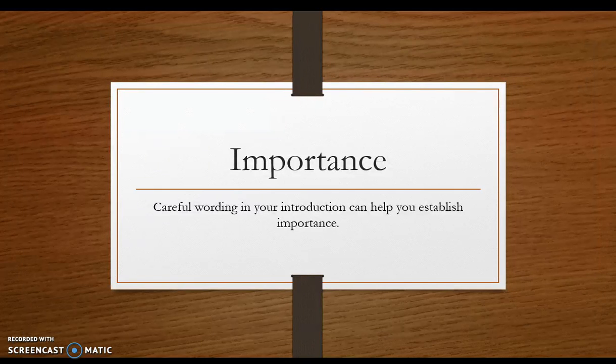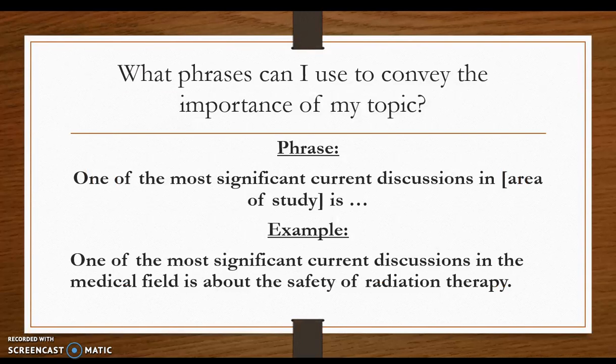Careful wording in your introduction can help you establish importance. And one thing that I'd like you to keep in mind as you're listening to this and you're getting ready to maybe write your first essay, or you're trying to gather skills to make an essay better, is that importance is important. Regardless of the subject you're using, you want to choose it based on something that you feel is important, and you want to convey to the reader that, hey, this thing that I've chosen to tell you is an important thing. So what phrases can you use to convey the importance of your topic?